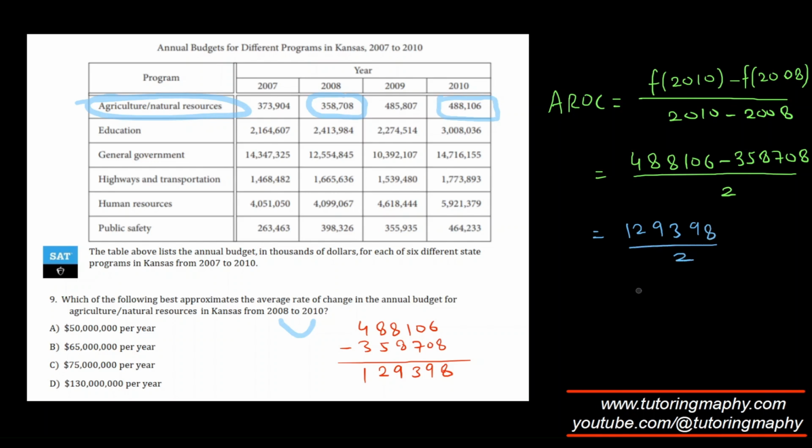129,398 divided by 2. So 2 times 6 is 12, 2 times 4 is 8, 2 times 6 is 12, 2 times 9 is 18, 2 times 9 is 18. So $64,669 per year. That's the unit. Anything matching? Yeah, I think B is the best choice. Little shy of 65,000. I think they also want an approximation. So yeah, this is approximately the answer for this.